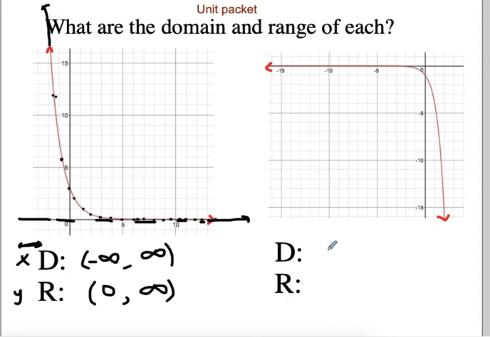For the next one, domain. Domain is my x values. How far to the left does my graph go? The 0 means it goes forever left. How far to the right? It's going down and right, down and right, down and right. Slowly, but down and right. Shocker, it's going to be negative infinity to infinity. You're going to see that for all the domain.